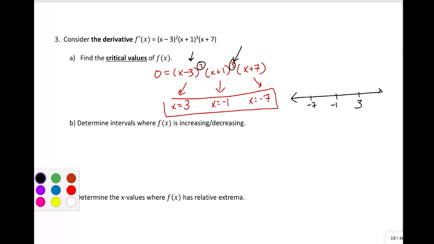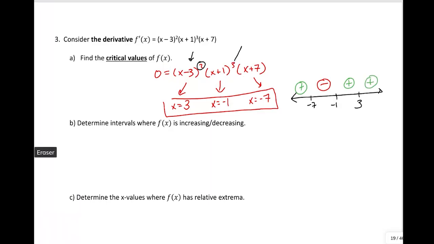So the only two computations you're doing in your head are really x plus 1 and x plus 7. Nothing else is really going to affect the sign. So if I plug in negative 10, I'm going to get a negative times a negative, which is a positive. Plugging in something like negative 2 gives me a negative times a positive, which is negative. If I plug in 0, I get a positive times a positive, which is positive. And if I plug in, let's say, 10, I get another positive.